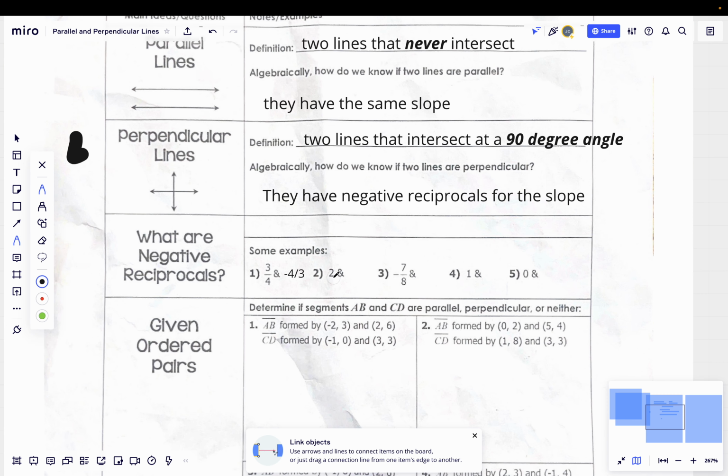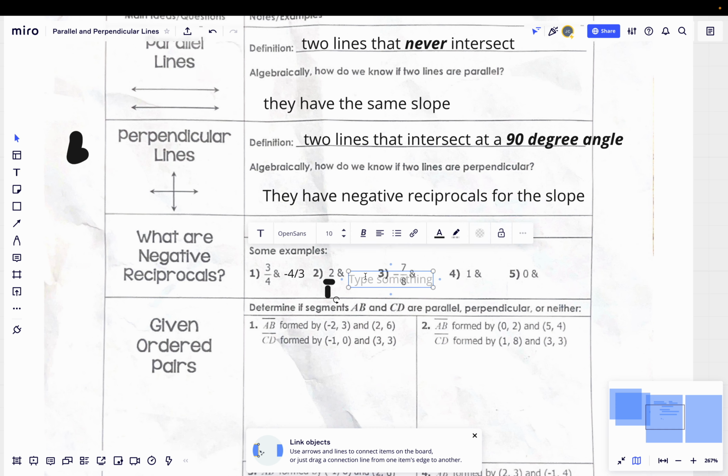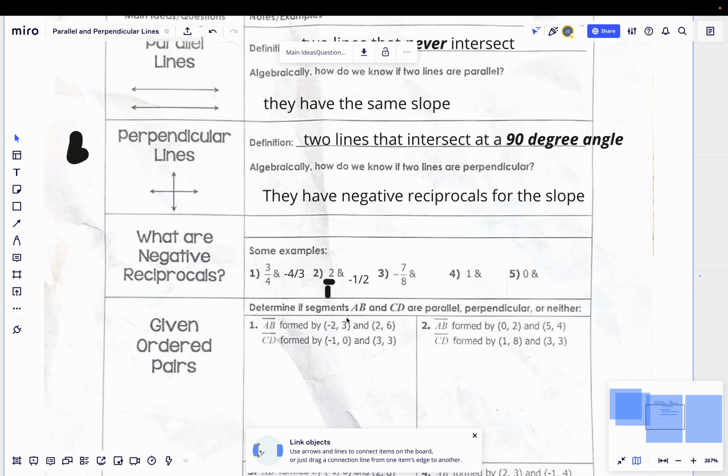So now let's do 2. Let me change the thickness. So we're going to put 2/1. And well, the opposite of 2/1 is 1/2, but it's technically -1/2. That's the difference between a reciprocal and a negative reciprocal.